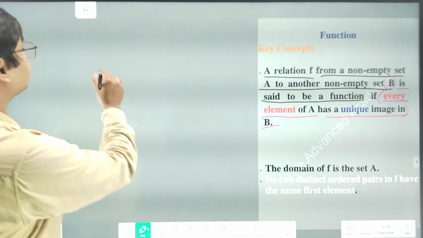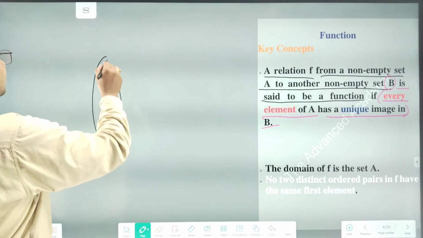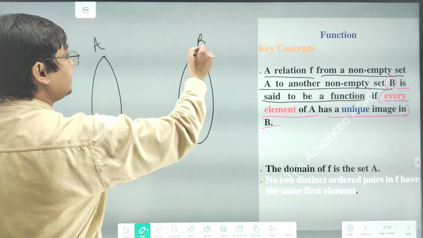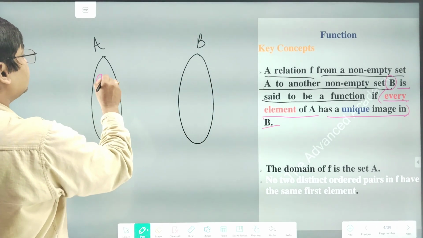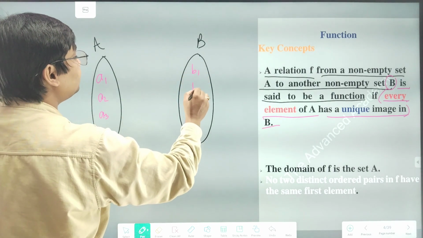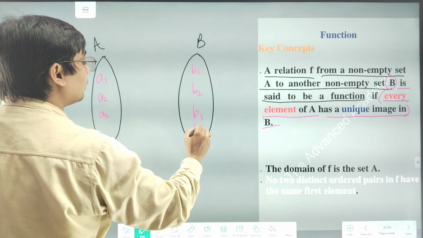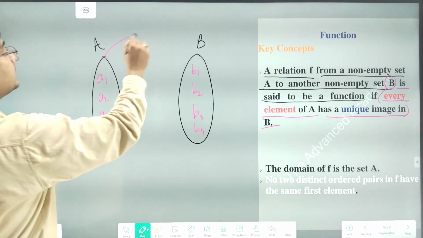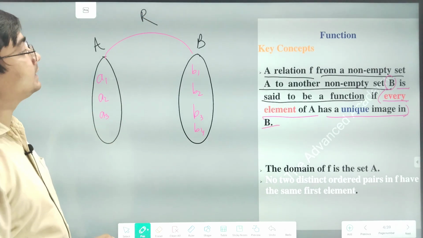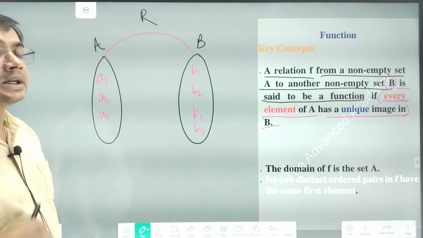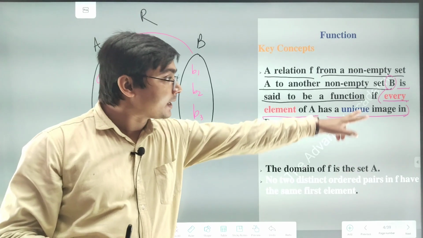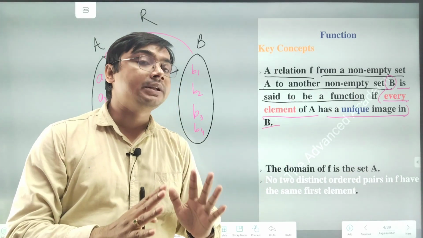Yes, let's come to an example first. Suppose we consider two sets A and B, where the elements are A1, A2, A3 and B1, B2, B3, B4. Suppose R is a relation from A to B. Then this relation will be called a function if every element of A has a unique image in B.